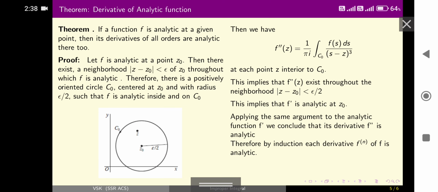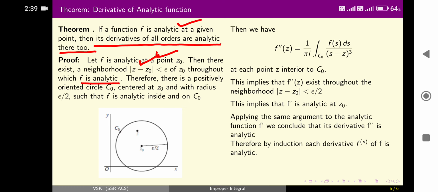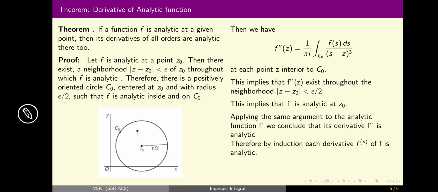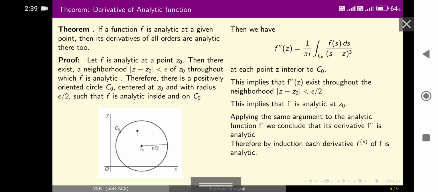Now let us see the next theorem. It says that if a function f is analytic at a given point, then its derivatives of all orders are analytic there too. So let us see the proof. Let f be analytic at a point z0. Then there exists a neighborhood |z - z0| < epsilon of z0 throughout which f is analytic. Therefore, there exists a positively oriented circle C0 centered at z0 and with radius epsilon by 2 such that f is analytic inside and on C0.